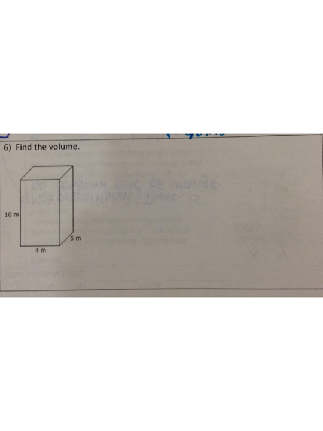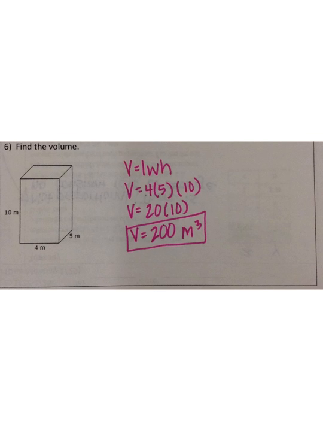Number 6, find the volume of the rectangular prism. Formula is length times width times height. 4 times 5 times 10. 4 times 5 is 20, and 20 times 10 is 200 cubic meters.